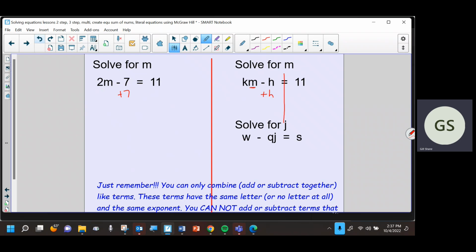So then I have to do the same exact thing on this side. And this is where the difference comes in. In this problem over here, I can add 11 plus 7 and get 18.